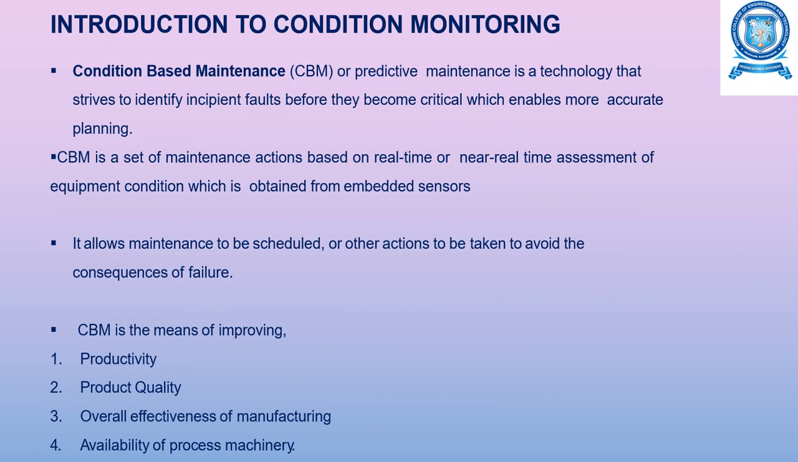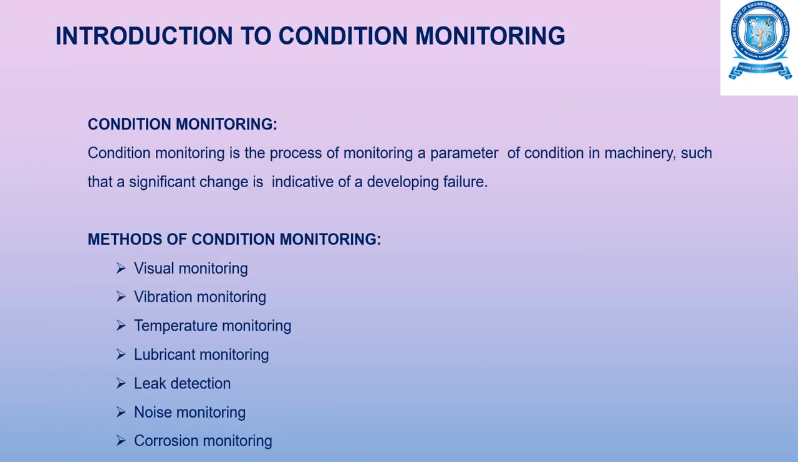It is a set of maintenance actions based on a real-time or a near real-time assessment of the equipment condition, which may be obtained by various sensors. And it allows maintenance to be scheduled or other actions to be taken to avoid the consequences of failure. And condition-based monitoring is a means of improving productivity, product quality, overall effectiveness of manufacturing, and availability of process machinery. So, methods of condition monitoring.